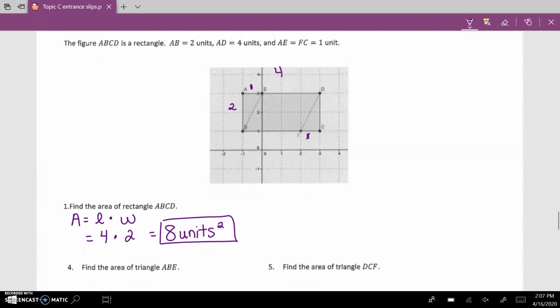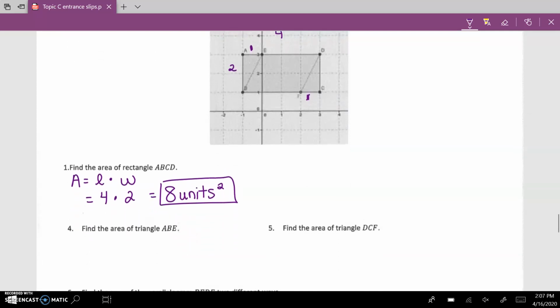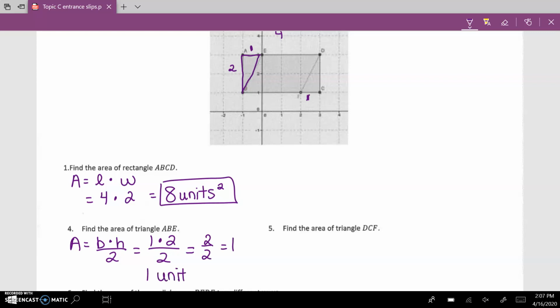Right? Find the area of the triangle ABE. So ABE is this guy on the left-hand side here. I just did them in purple. And the formula for the area of a triangle is base times height divided by 2. So the base, which is the bottom, would be 1 times the height of the triangle, which is 2, divided by 2. You could really do it the other way around. It doesn't matter because you can multiply in any order. So that would be 2 divided by 2, which would equal 1. So this would be just 1 square unit. That should be a square.